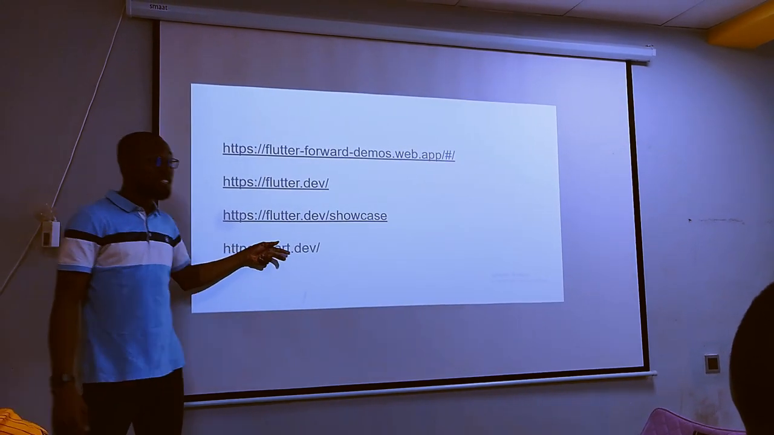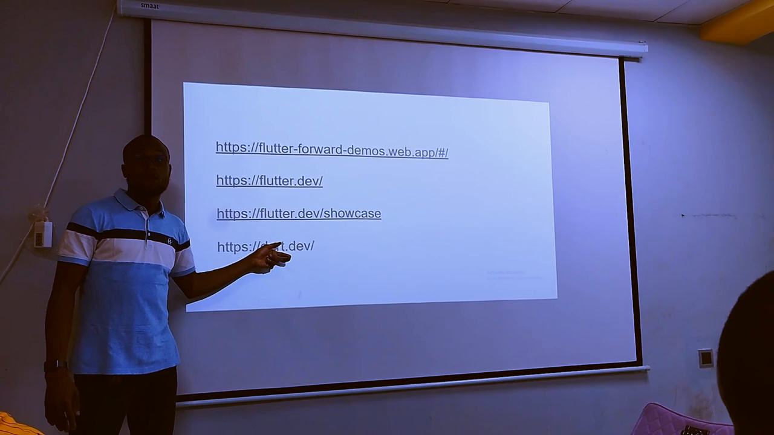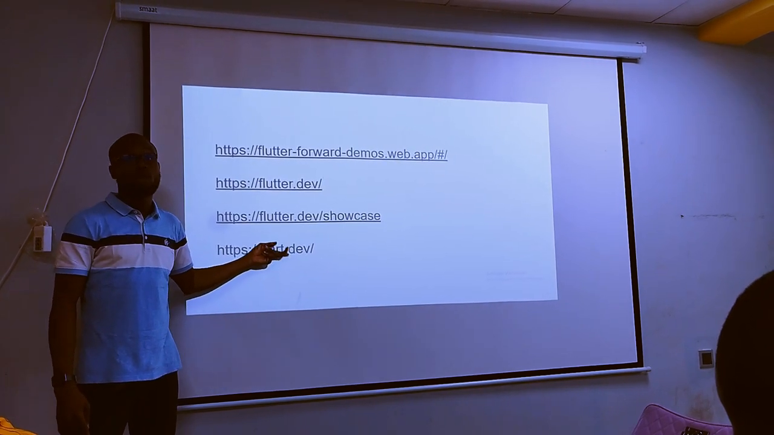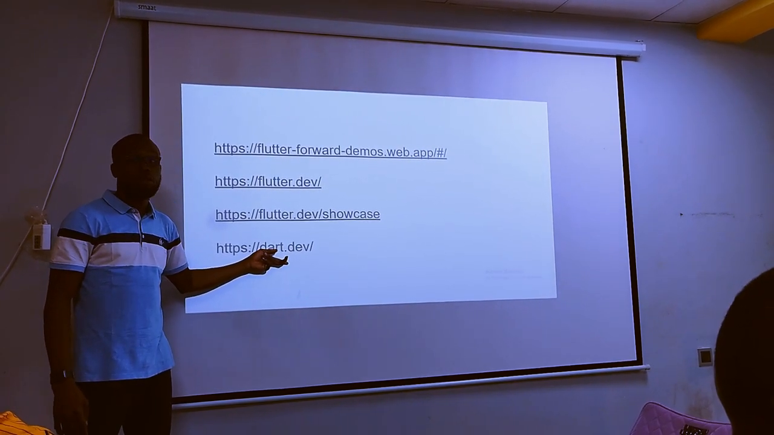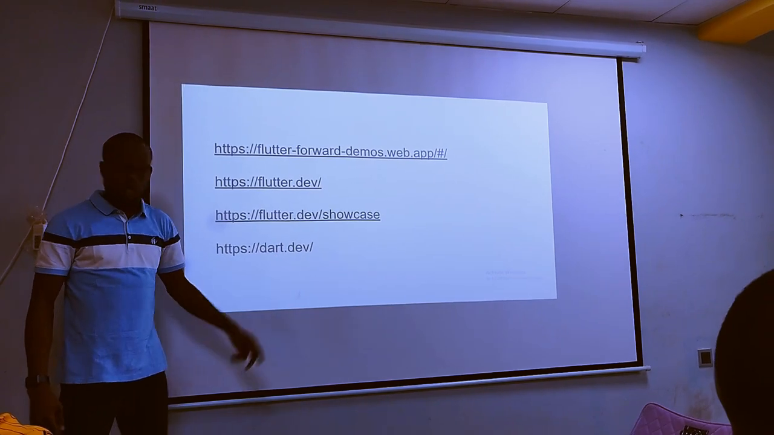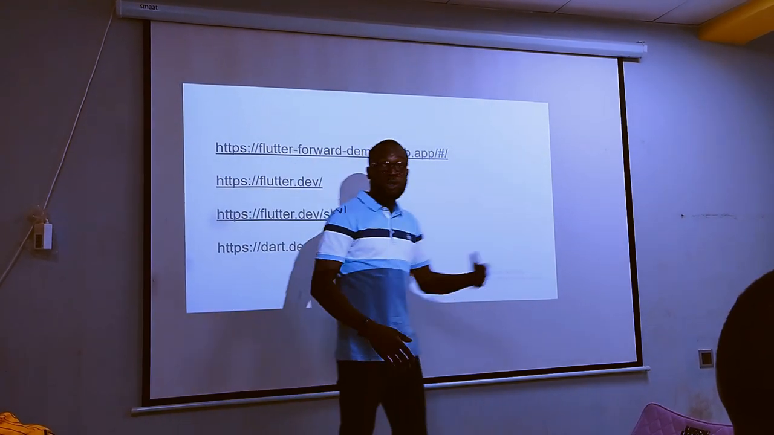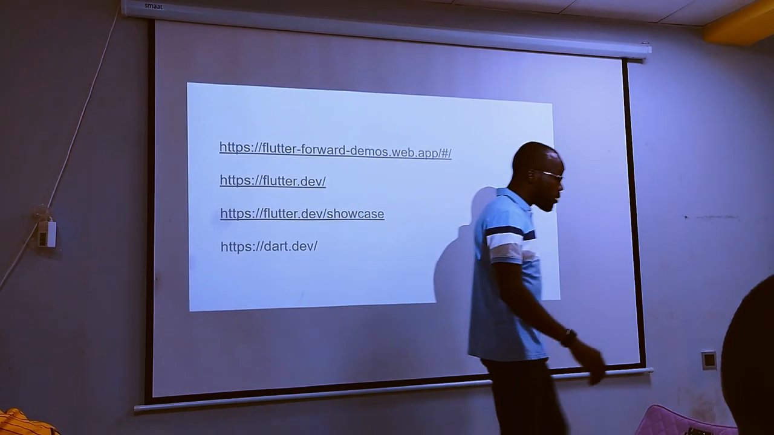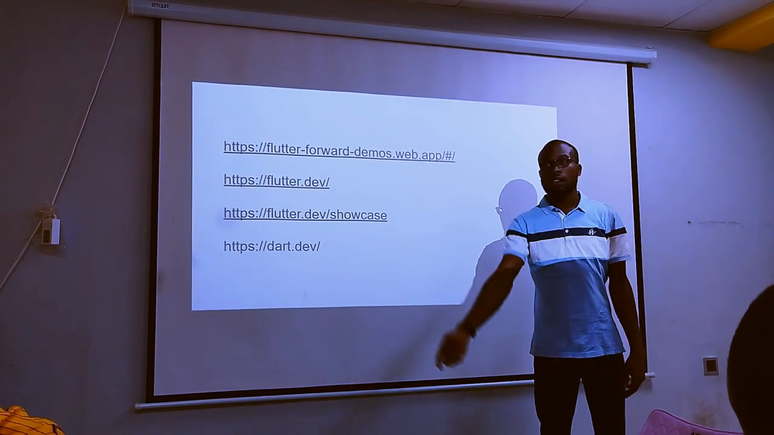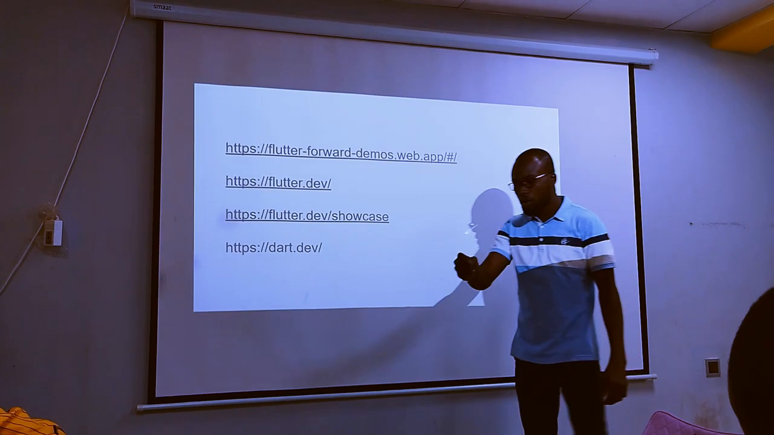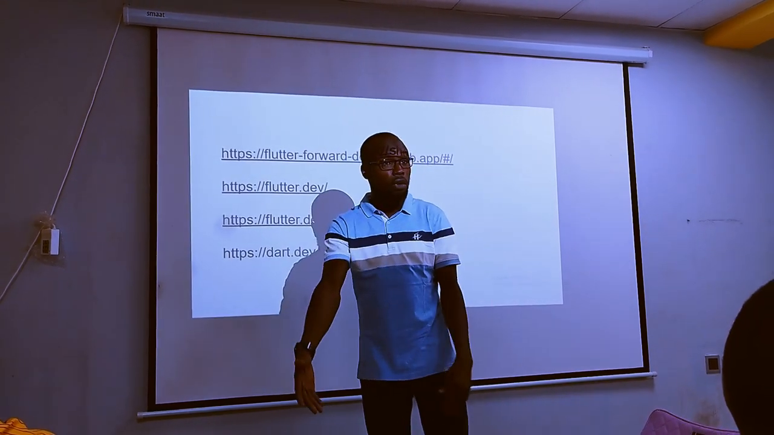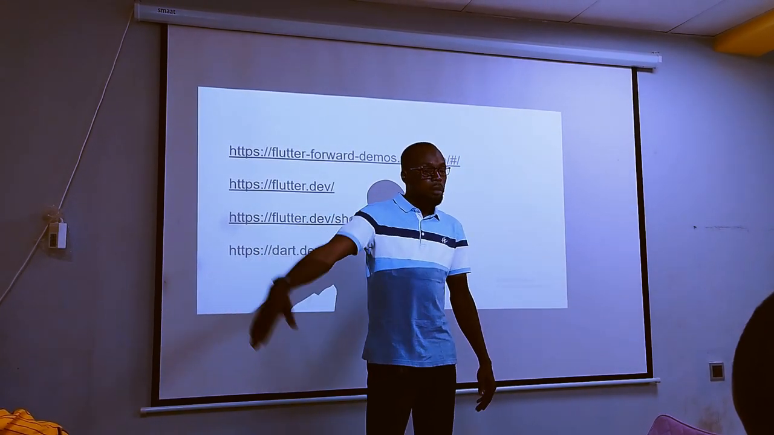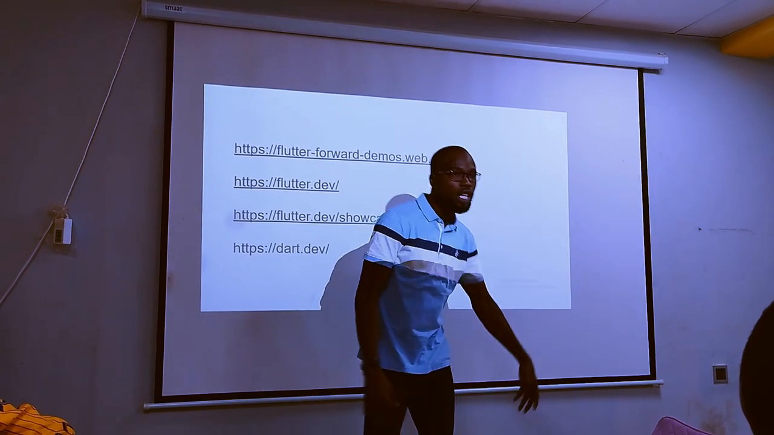Then Dart, let me say, is the wife of Flutter. If Flutter is the husband, this is the wife. If Flutter is the wife, this is the husband. Like, A has to have a B to continue living life. You have a left and right hand. If you, for example, want to eat, you use your right hand. Or maybe you want to hit someone, you use your right. But sometimes you just want to carry something, you can use your left.